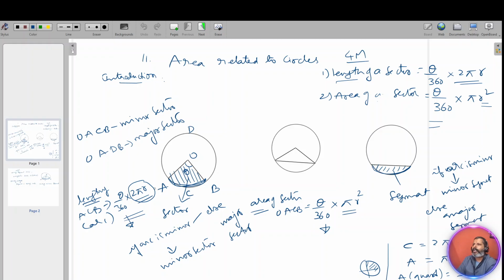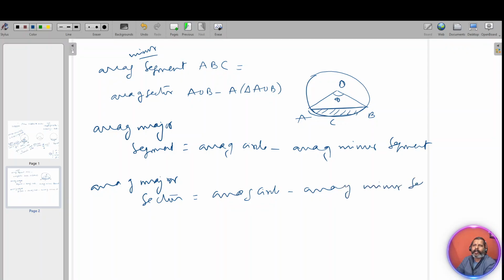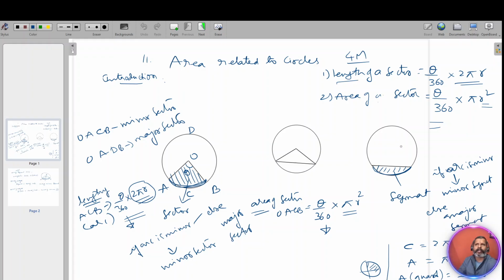Similarly, what is area of a major sector? In the same way, area of major sector is area of circle minus area of minor sector. Area of minor sector formula we have seen just now, theta by 360 into pi r square. By default, if nothing is given, it's a minor sector. So this is the area of the major and minor segment.